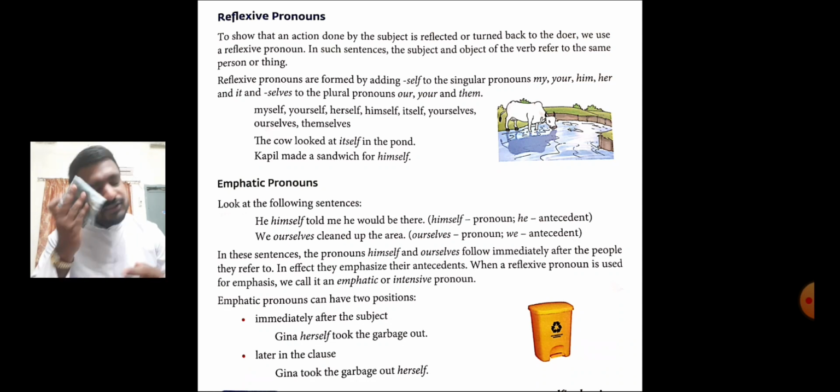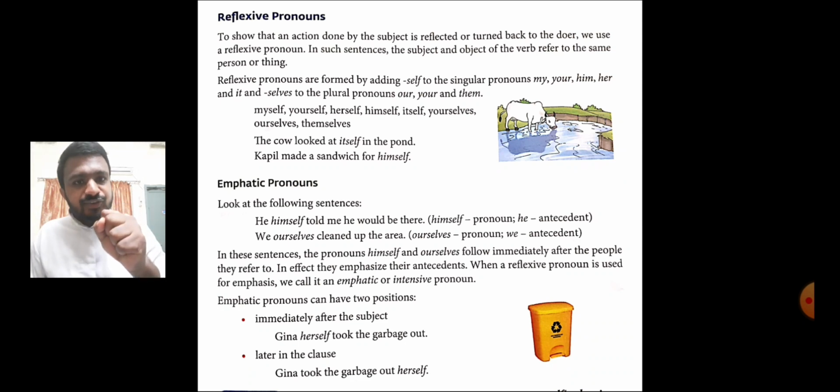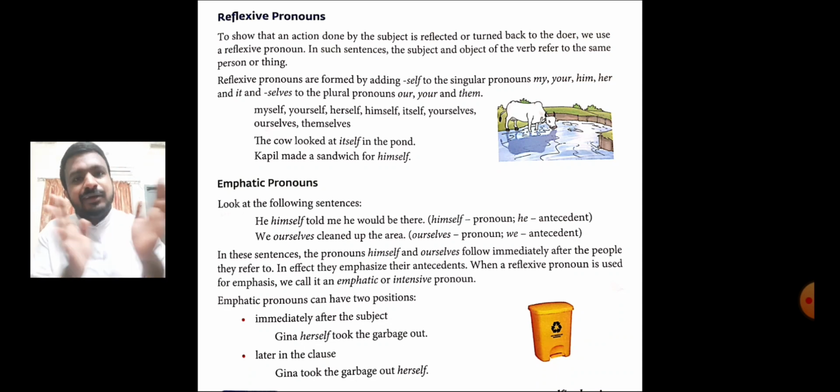First one is reflexive pronoun. You might be knowing the word meaning of reflexive, something that is reflected by. Here the same meaning is being used. An action done by the subject, and if it is reflected or turned back to the doer, we need to use a reflexive pronoun. I know that you have not yet got it. Let us see an example, then you will understand more.